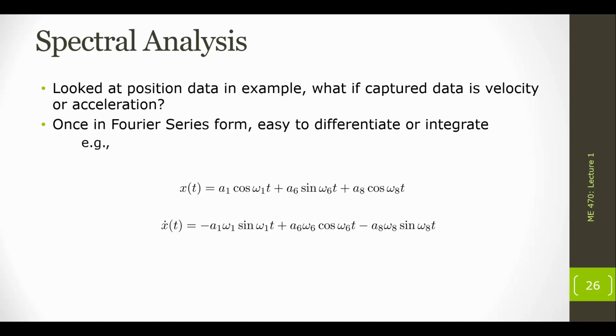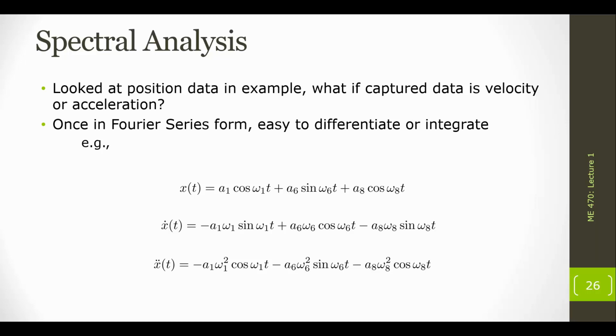To differentiate, any cosine term we differentiate will become a negative sine term. Any sine term we differentiate becomes a positive cosine term. But we also need to apply the chain rule so that we have that omega coming out in front. So we can go to velocity by differentiating, and then we can go to the acceleration by differentiating twice.